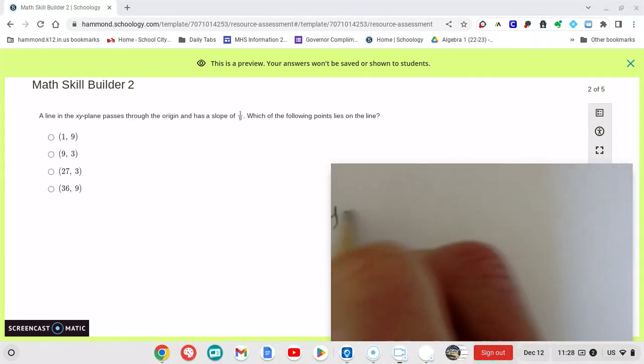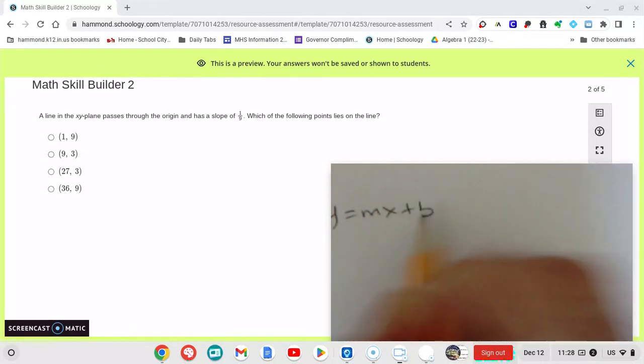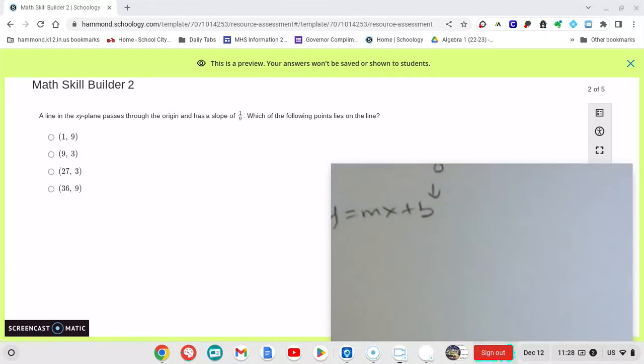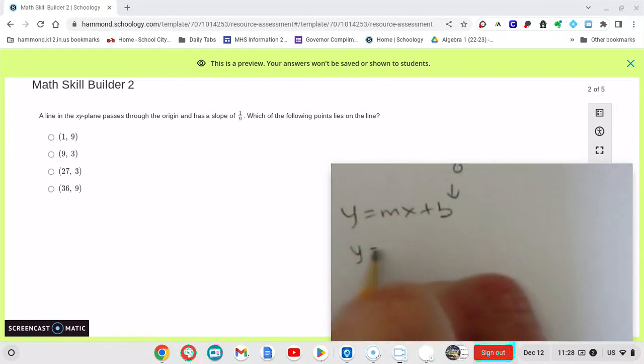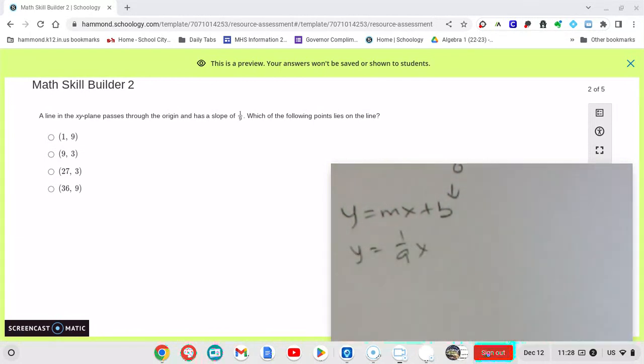So remember, y equals mx plus b. Its b value is 0. So I'm not even really going to worry about that. And I'm told it has a slope of 1/9. So y equals 1/9 times x is the equation of this line.